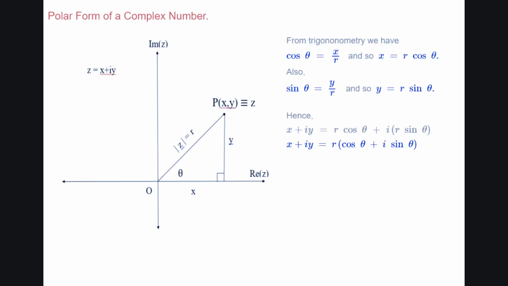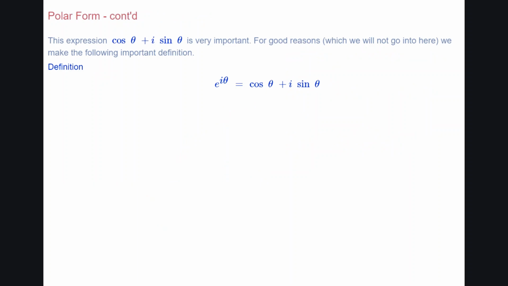So from trigonometry, we know that cos theta is x over r, so that x equals r cos theta. Sin theta equals y over r, so that y equals r sin theta. Hence, the complex number x plus iy can be written as r cos theta plus i times r sin theta. If we take the r out the front, we get x plus iy is r times (cos theta plus i sin theta). This expression, cos theta plus i sin theta, is very important.